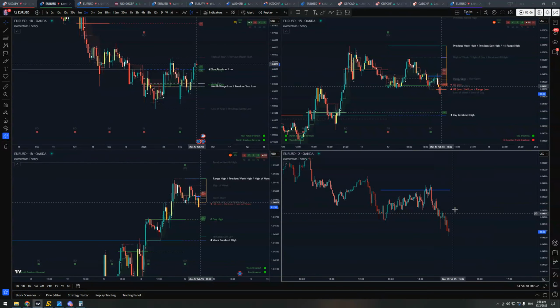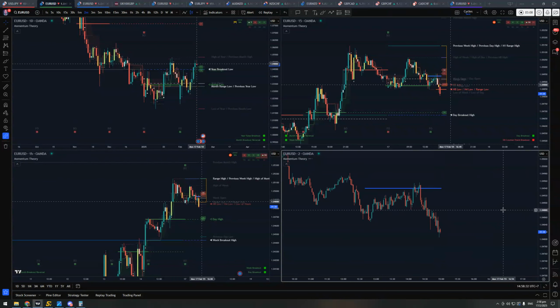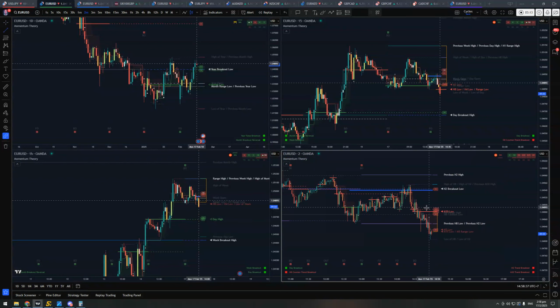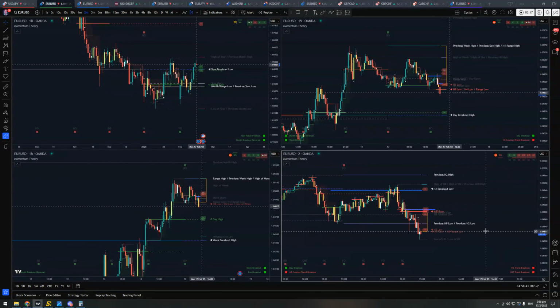And so on the 2 minute, I'm looking at the H2 bar and I'm using the M30 as the momentum time frame. So M30 breakout level is right here. This is probably going to change in about 2 minutes. Let's see.